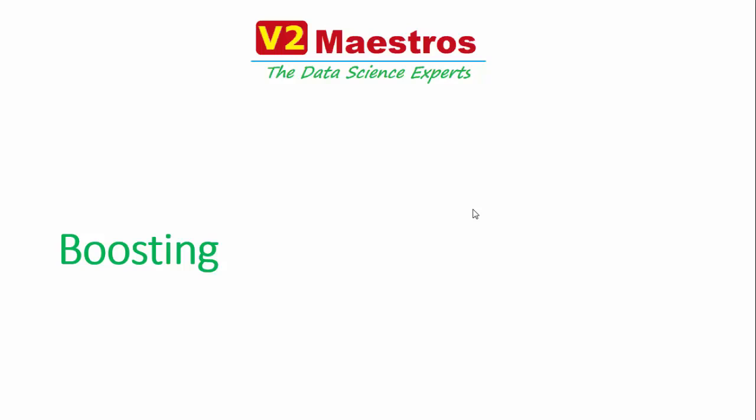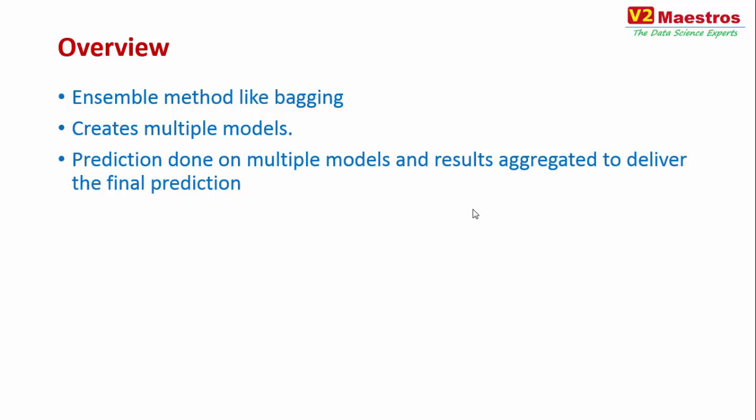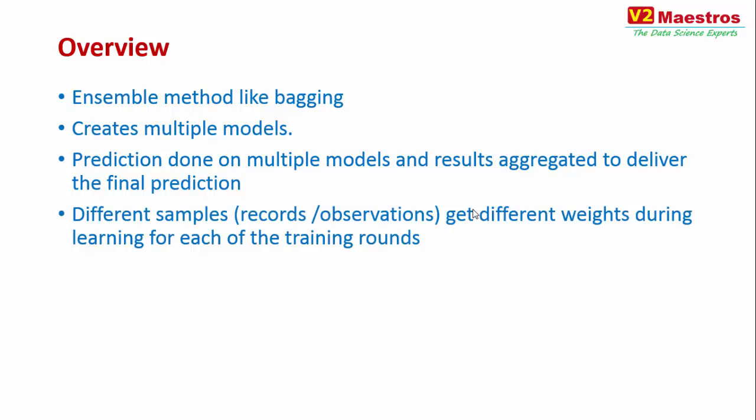The next thing you are going to be looking at is boosting. So boosting is also very similar to bagging. It is an ensemble method. The only difference between bagging and boosting is how you come up with the data set for the training process. So it again creates multiple models. Again, prediction is done on multiple models, and then you take a vote on the results to deliver the final prediction.